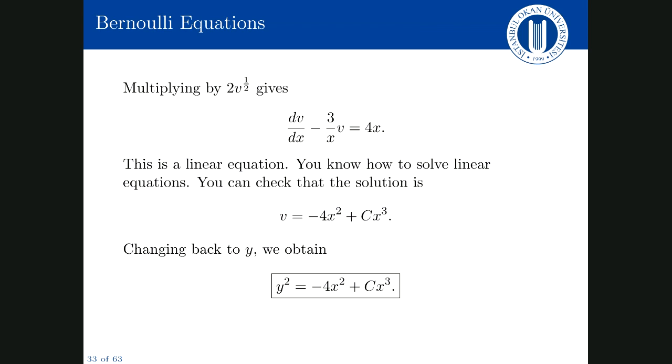This is a linear equation. You know how to solve linear equations. You can check that the solution to this problem is v equals minus 4x squared plus cx cubed. After we know v, we know y. Simply replace v by y squared to obtain the solution. y squared is minus 4x squared plus cx cubed.